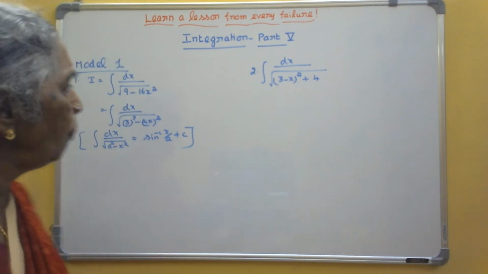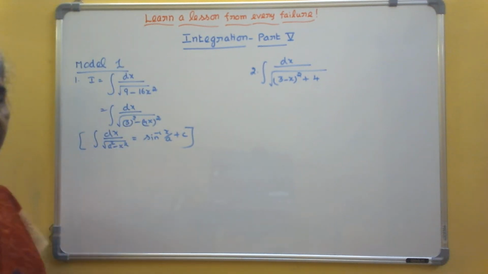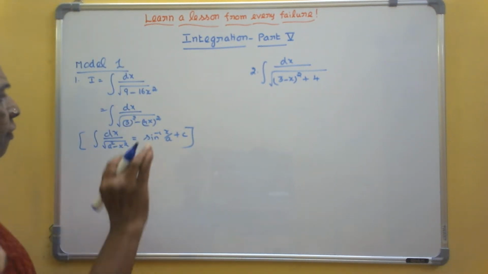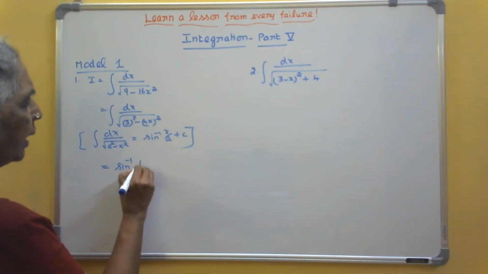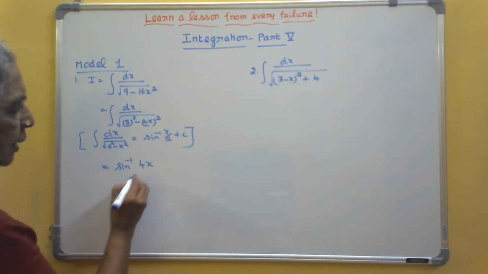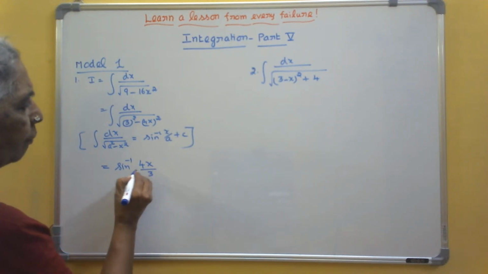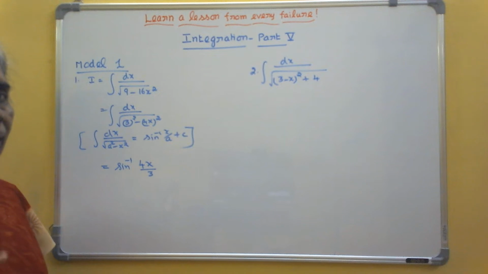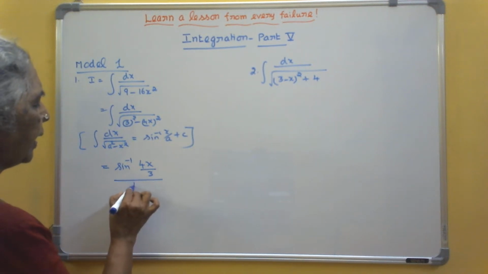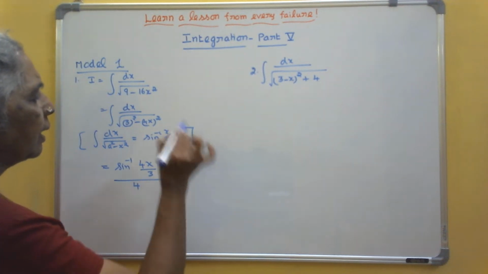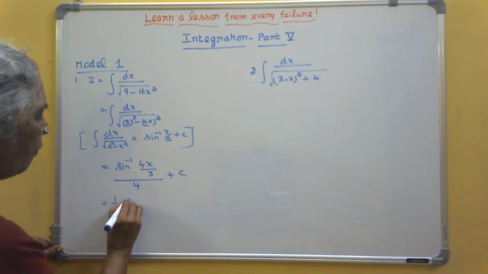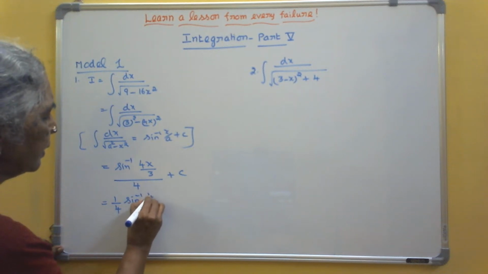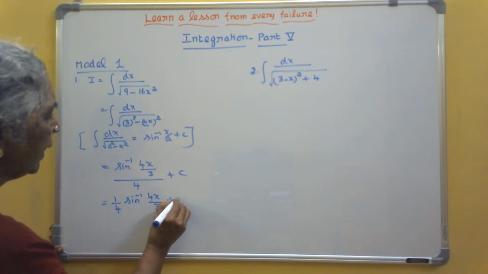Okay. Now, here I told you a is 3 and in the place of x you have 4x. So now I can write this as sin inverse, in the place of x let me write 4x by a, which is 3. Now you have to remember wherever you have got a coefficient for x, you have to divide by that coefficient, then plus c. I can write it properly as 1 by 4 sin inverse 4x by 3 plus c.